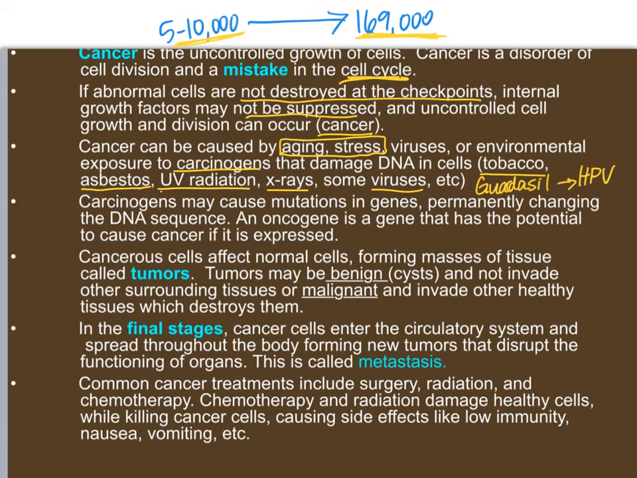Stress also can cause different things to happen in your body, and basically stress can just make everything mess up. So those are a little bit harder to pinpoint why the cancer occurred. There are some cancers that are genetic, or certain carcinogens might mutate your DNA, permanently changing your DNA. Like I said, certain cancers are genetic. Those are caused by an oncogene. Onco is cancer. So this is a cancerous gene if it is expressed.